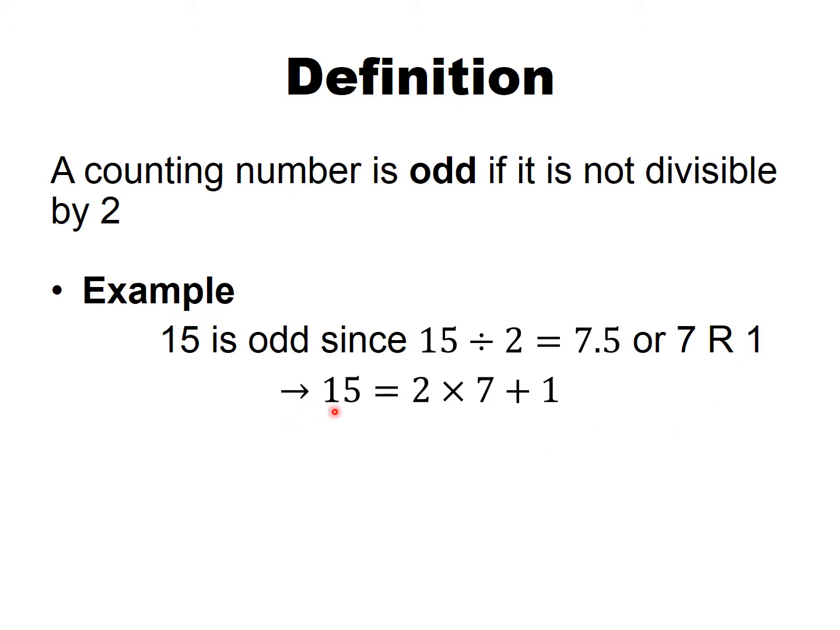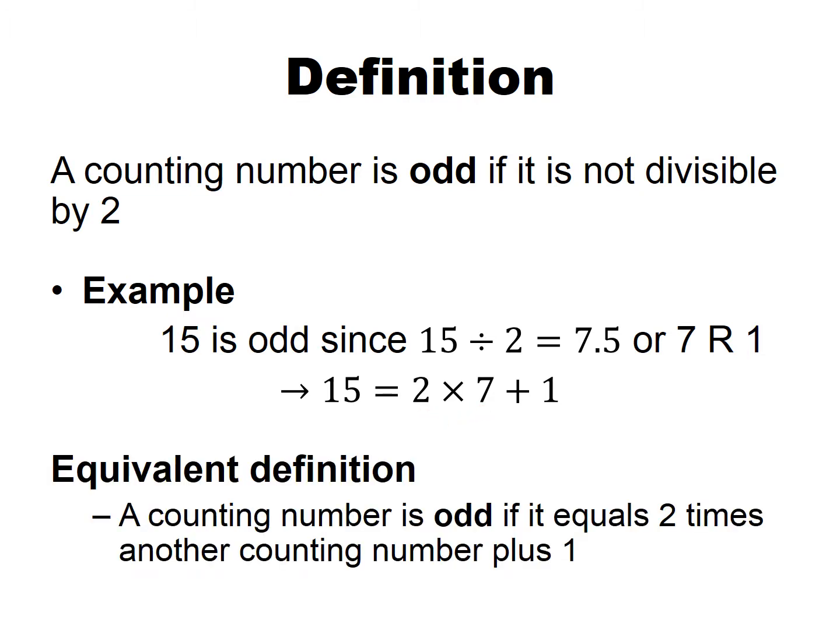Now let's take this equation here and rewrite it in slightly different form. I could say that 15 is equal to 2 times 7 plus 1. So what we've shown here is that my odd number is equal to 2 times some whole number plus 1. So that leads to our next equivalent definition, that a counting number is odd if it equals 2 times another counting number plus 1. And this is the definition of odd that we're going to use in this lesson and in the homework.